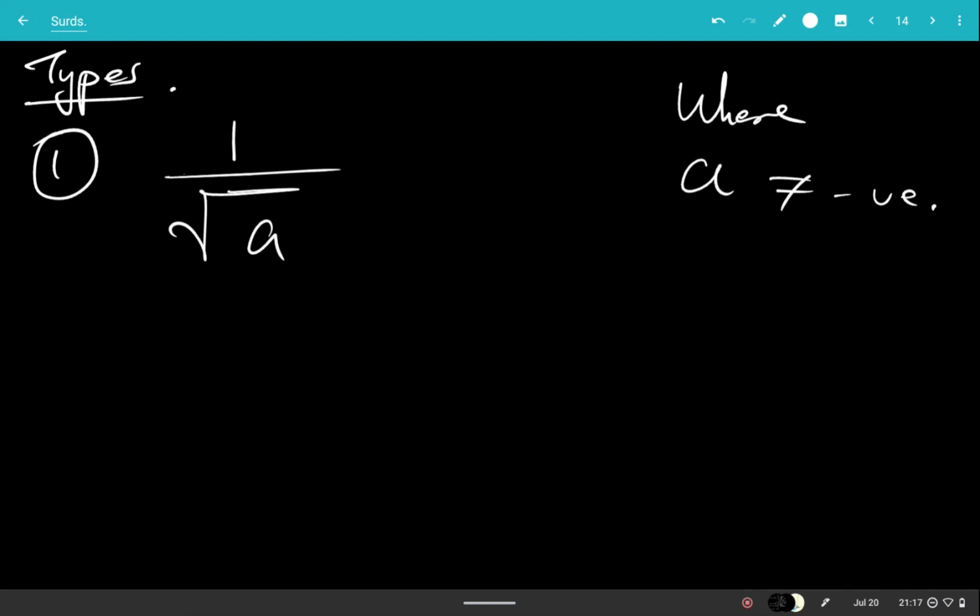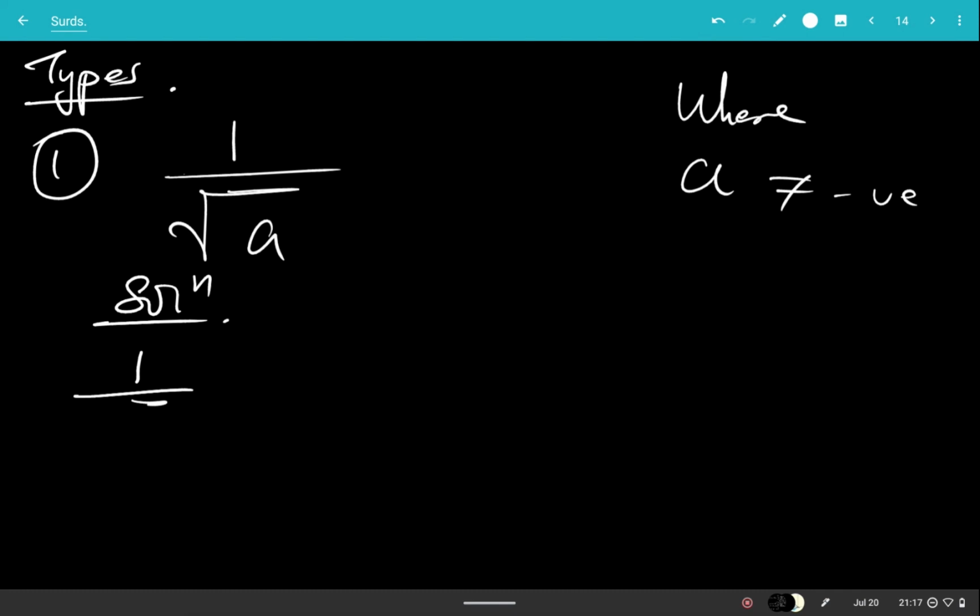Alright, so what you need to know is this. If you've been given the root of A as your denominator, all you're supposed to do is multiply the top and the bottom by the root of A. Remember, the top is called the numerator, and the bottom is called the denominator. So this guy is Mr. Denominator. Alright, so we basically just have to rationalize in this manner.